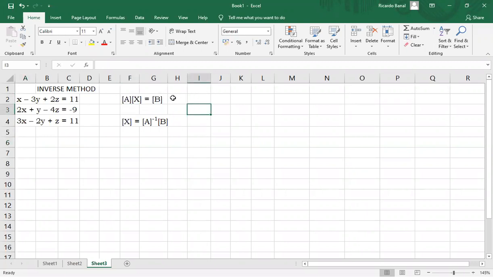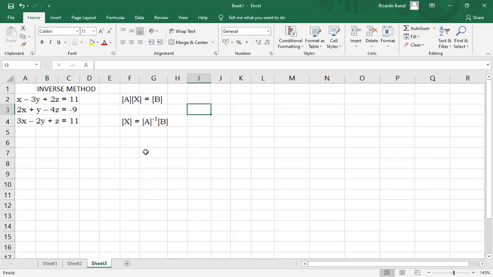And then if we want to do the inverse method to get the value of our x, we have to transpose x to the other side by dividing it with A. So therefore it will become A raised to negative 1 B. So using this equation, we can do the inverse method in solving simultaneous linear equations.